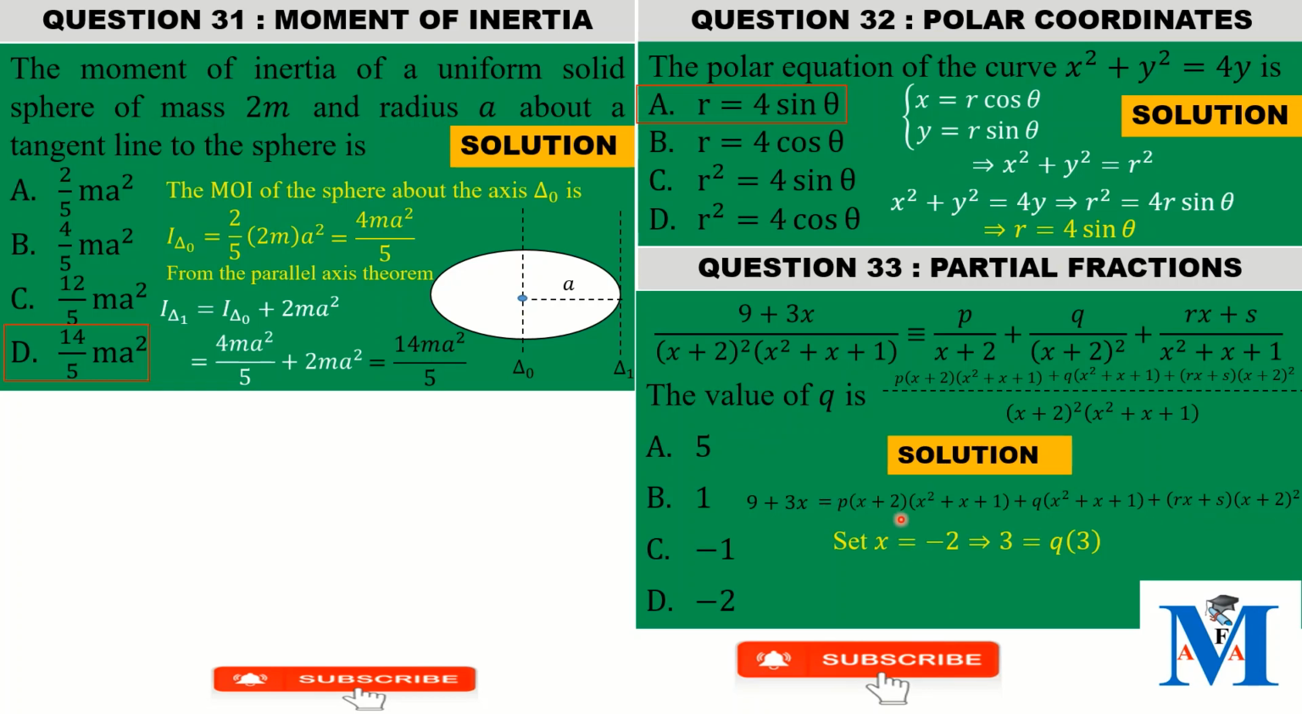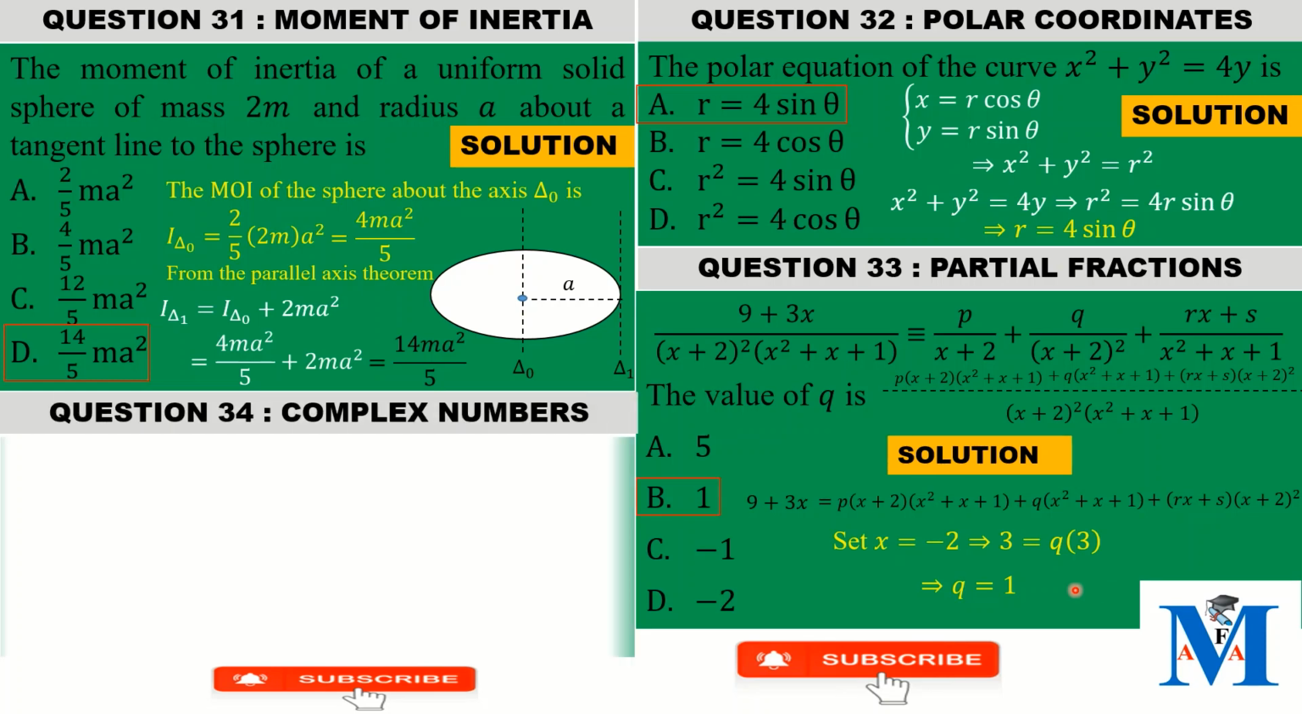Setting x to be negative 2, the left hand side becomes 9 plus 3 times negative 2, which is 9 minus 6, which is 3. On the right hand side, setting x to be negative 2 here, this term disappears and this term disappears. Now negative 2 all squared is 4, minus 2 is 2, plus 1 is 3, that's why we have 4 times 3. From there we divide both sides by 3 and we get our q to be 1. So the correct answer is B.